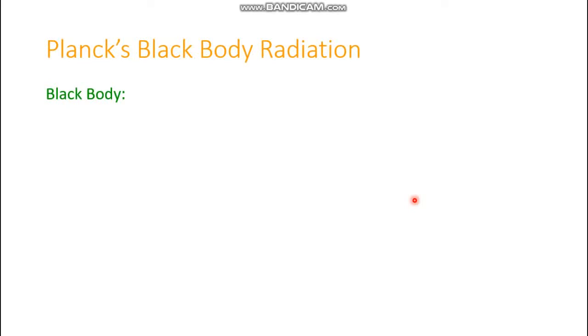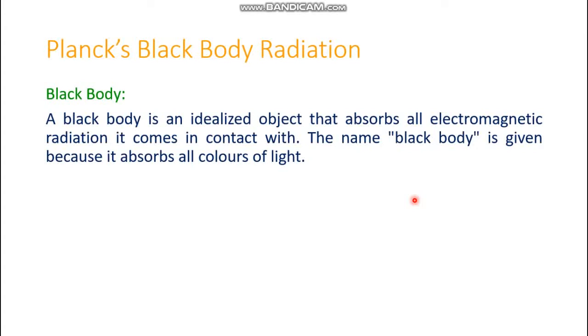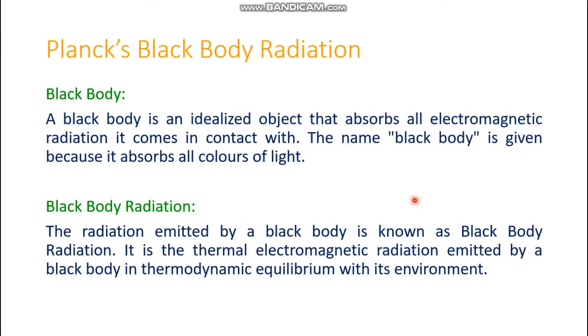Before that, let's have some idea about a blackbody. A blackbody is an idealized object that absorbs all electromagnetic radiation it comes in contact with. The name blackbody is given because it absorbs all colors of light. Now what about blackbody radiation? The radiation emitted by a blackbody is known as blackbody radiation. It is the thermal electromagnetic radiation which is emitted by a blackbody.